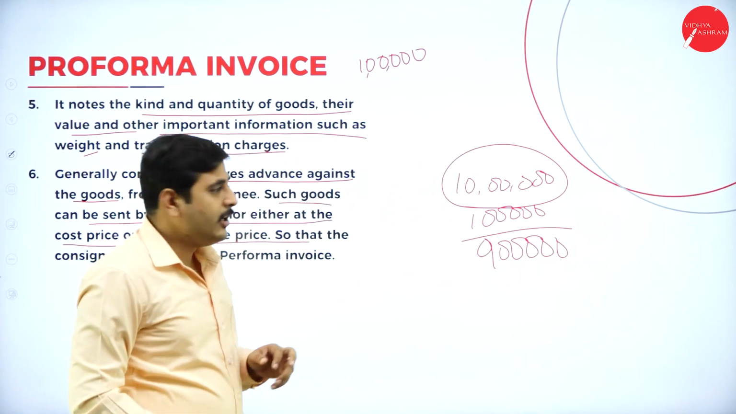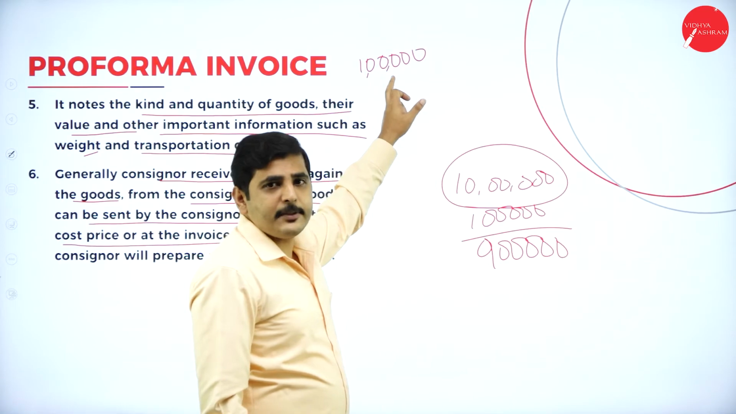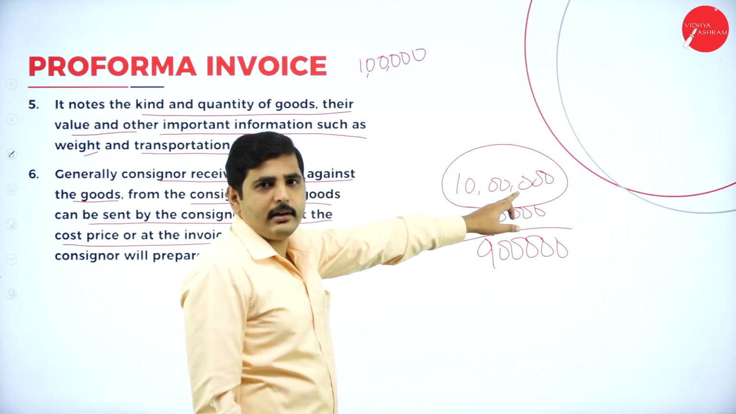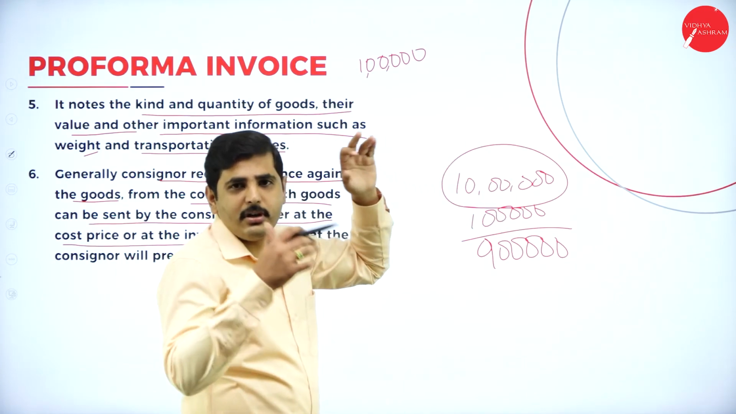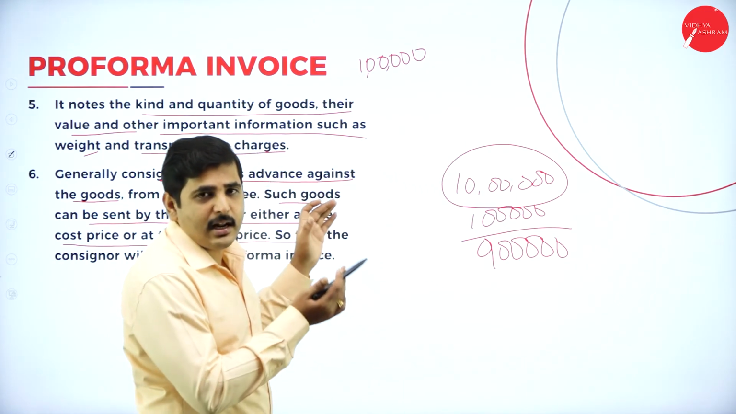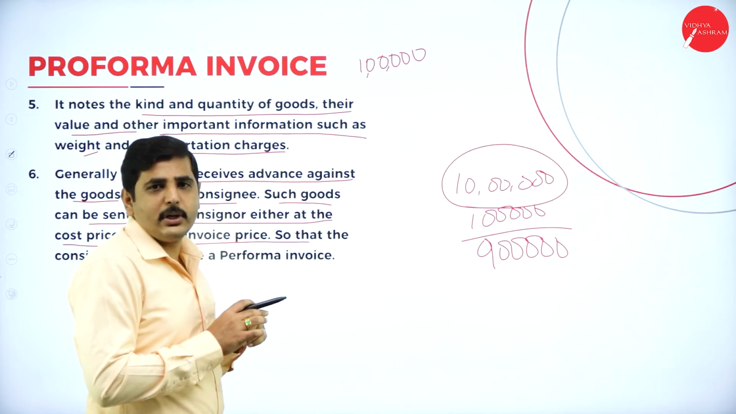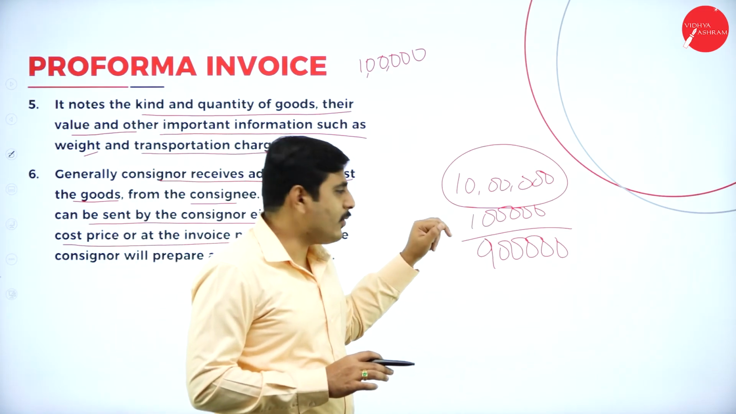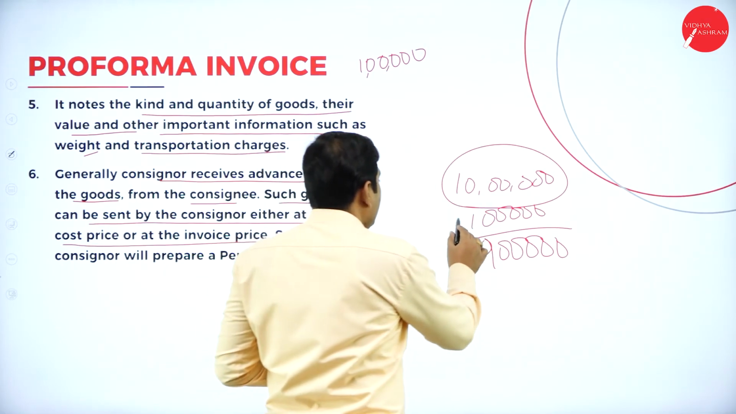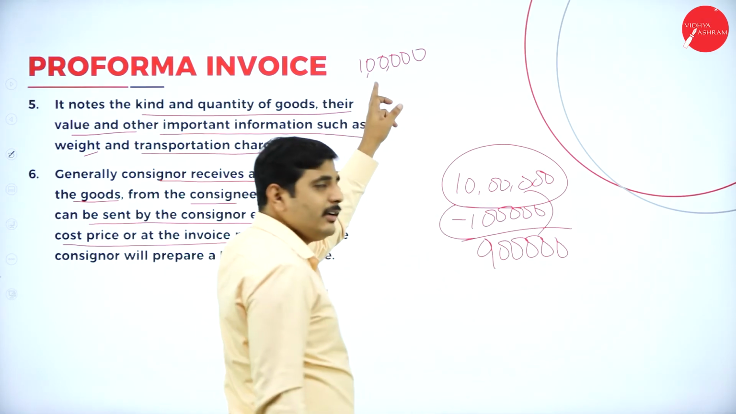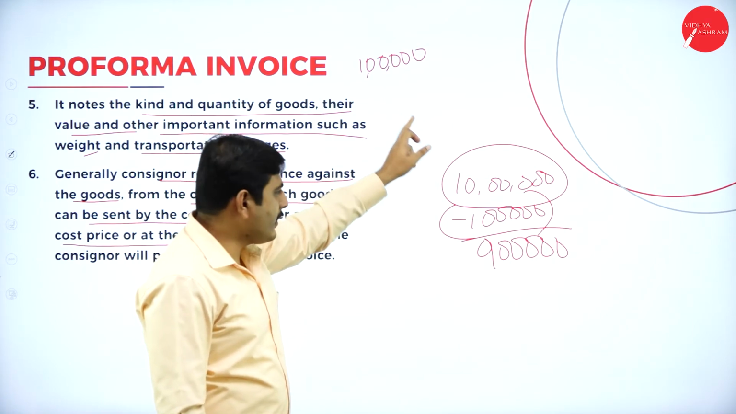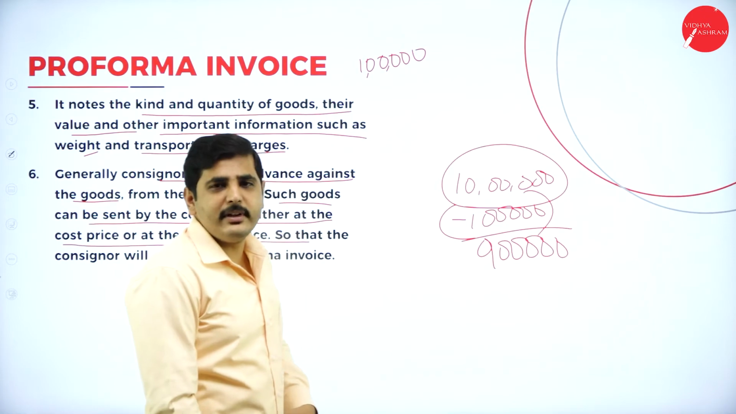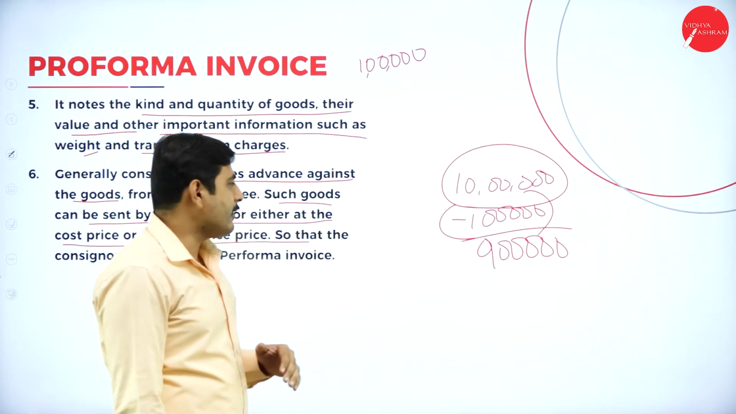Are you understanding? While receiving the product, he has paid a security deposit of 1 lakh rupees. After selling all the products, he got 10 lakh rupees. So he has to transfer this 10 lakh rupees to the consignor's account, because who is the owner? The consignor is the owner. While transferring, he will deduct whatever amount he paid while taking the order. The remaining amount he will send back to the consignor.